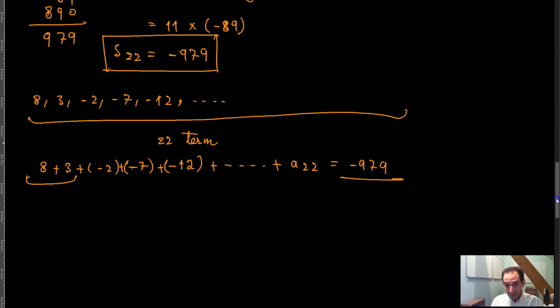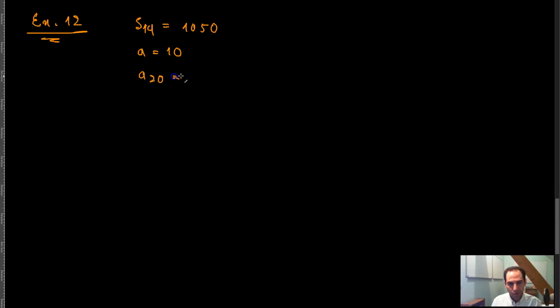Or as another example, example number 12: if the sum of the first 14 terms of an AP is 1050 and its first term is 10, find the 20th term. So the sum of the first 14 terms, S of 14, is equal to 1050, and its first term is 10, so that means that a is equal to 10. Now you want to find the 20th term. A of 20 is equal to what?